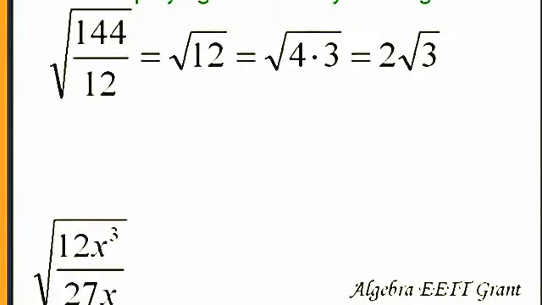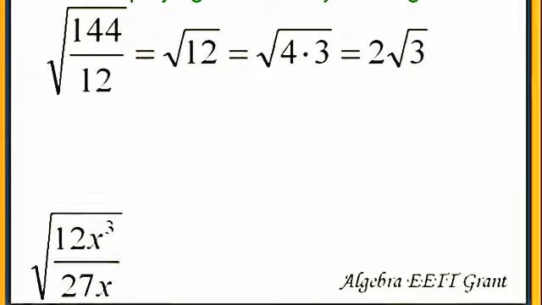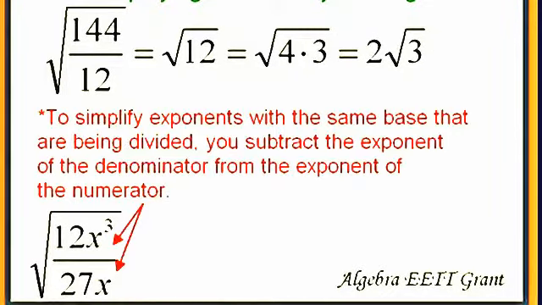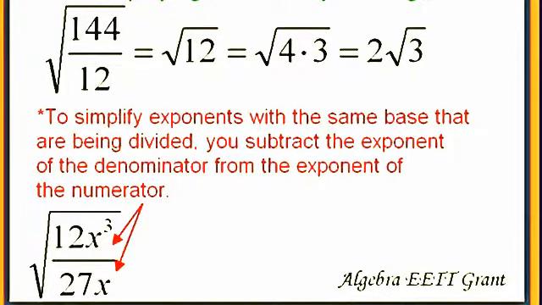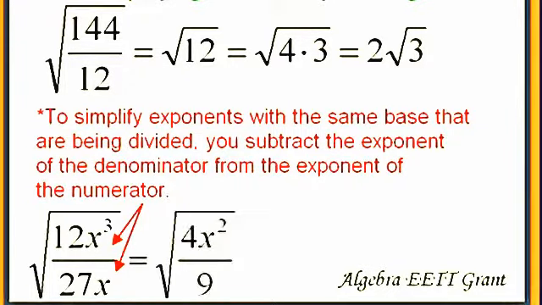Now let's look at another example, this time, of course, with variables. Now, how do I do something like this? There's an x in the numerator and the denominator. How do I simplify that? Well, anytime that happens, to simplify the exponents with the same base that are being divided, you subtract the exponent of the denominator from the exponent in the numerator. What do I mean by that? Well, x cubed, and it's divided by what's understood to be x to the first. Well, what you do is take the bigger exponent and subtract the smaller one, the one on the other side of the fraction bar. And 3 minus 1 in this case is x squared.